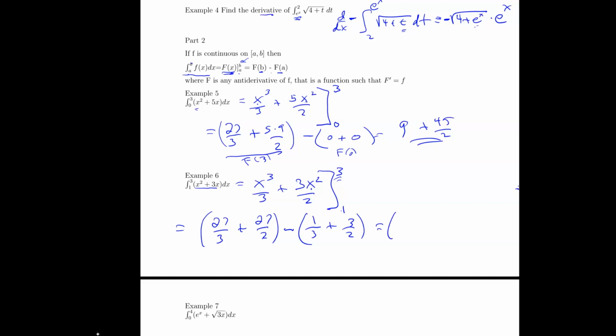So I have 9 plus 27 over 2, and then minus, if I make common denominators here, of 6. So I would get 2 plus 9, right? And 9 plus 27 over 2 minus 11 over 6. And I'm just going to leave it like that. So it's a number, which is the exact area under the curve.